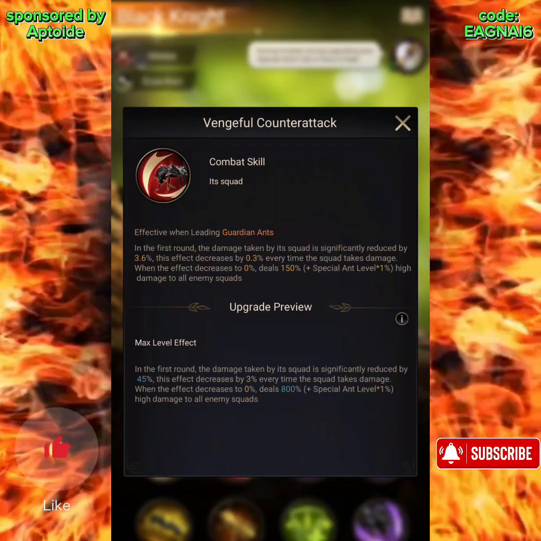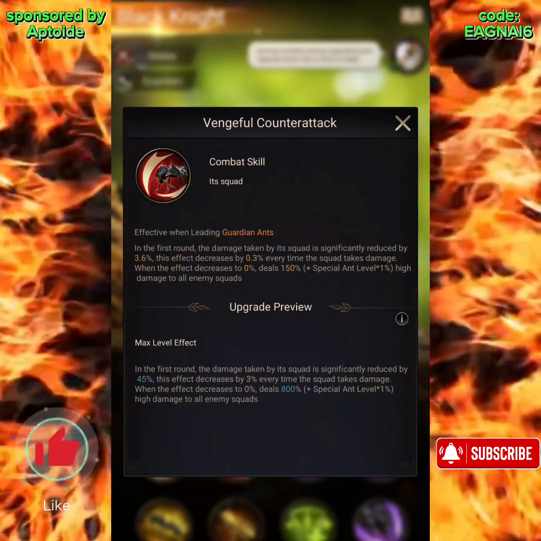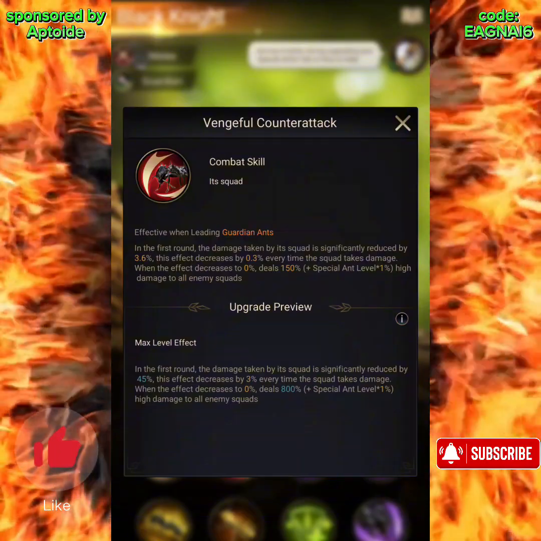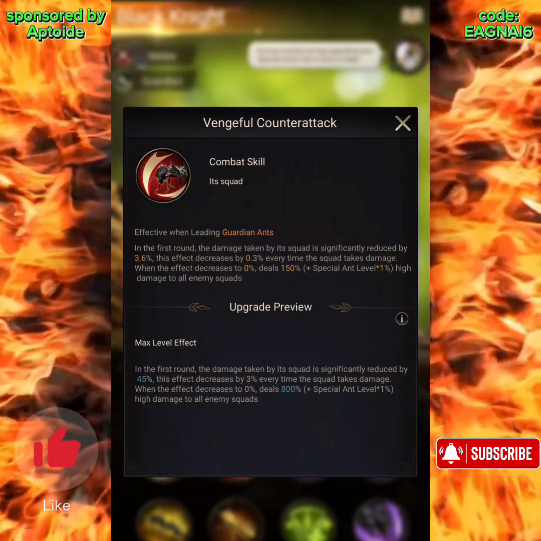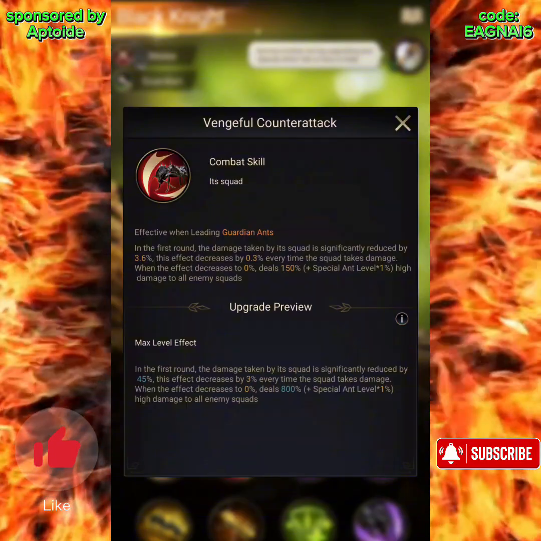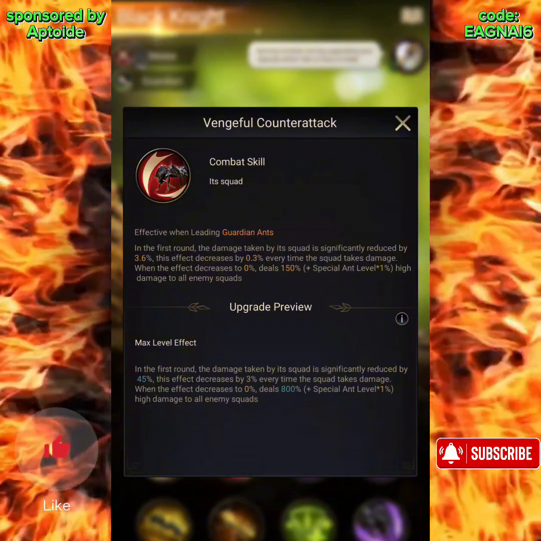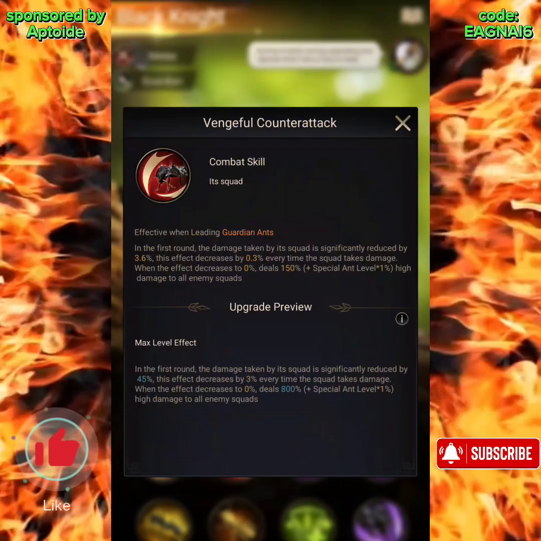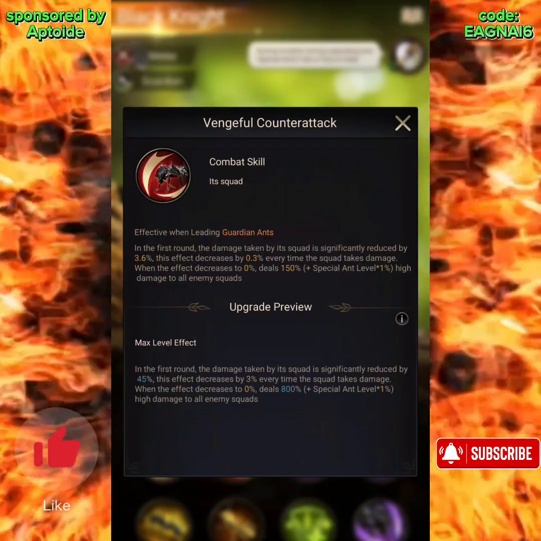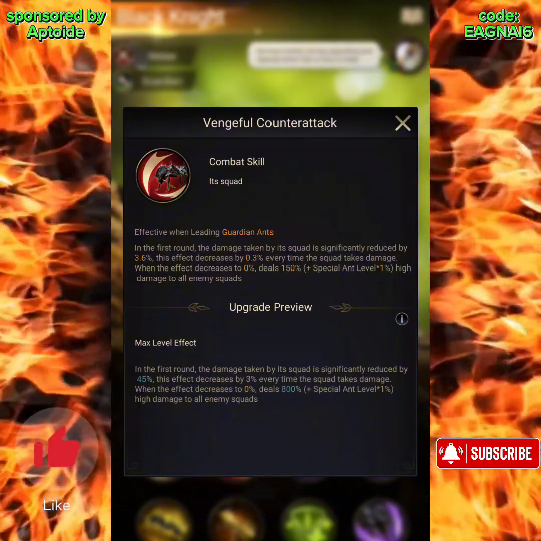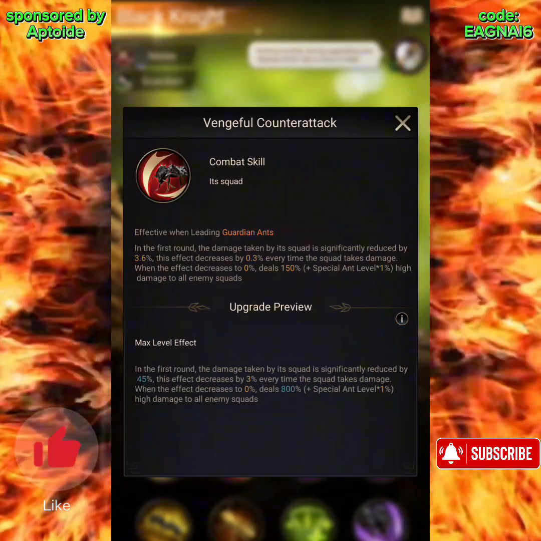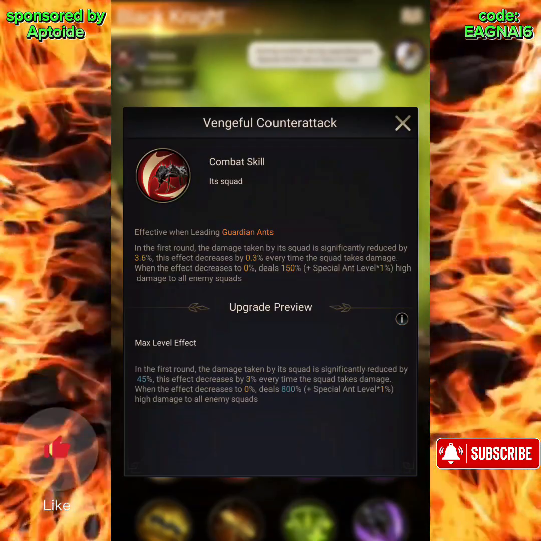Now, when the effect decreases to 0, it deals 800% damage to all enemy squads. That classifies it more as a DPS ant at that point, so it's kind of survivability and DPS in one. Now, where does that play into what I'm saying? The problem is that it essentially relies on getting hit, or its shield being torn down, to actually disperse the damage. It's basically a one-hit wonder type scenario.